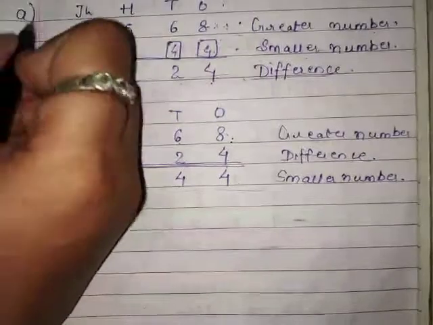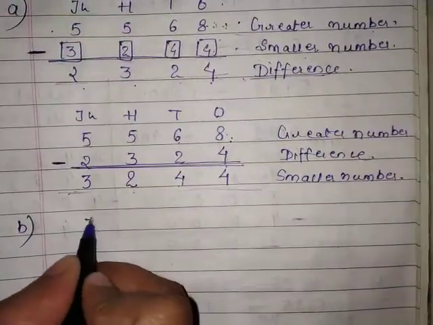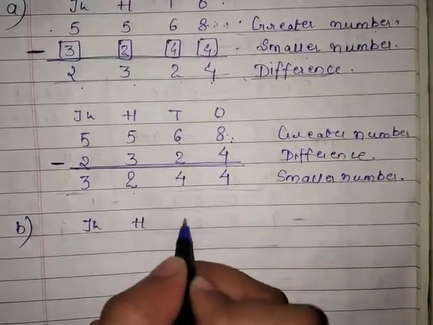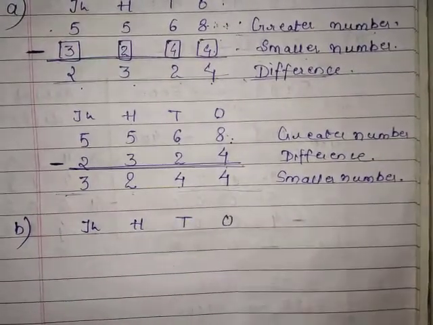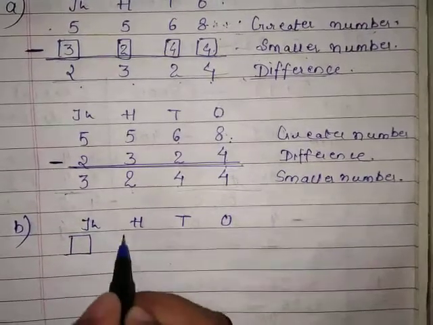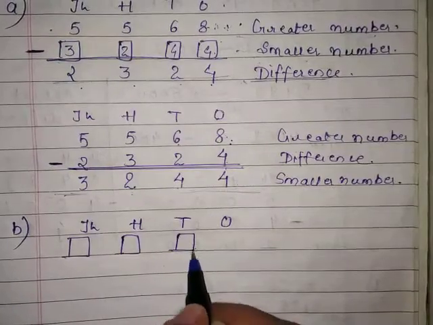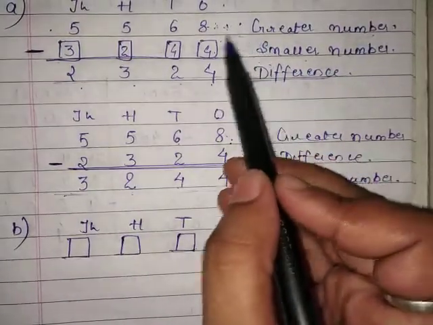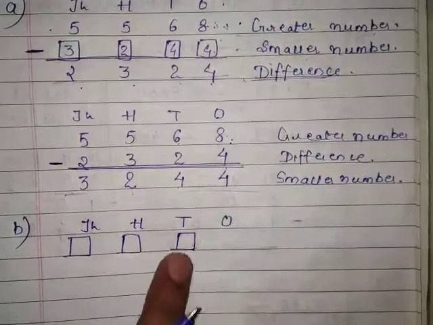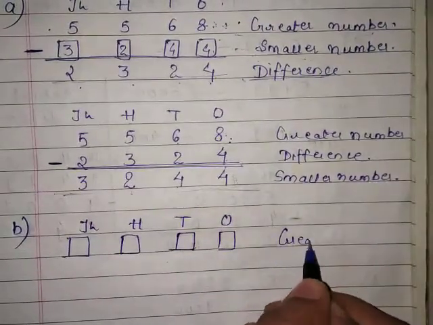Here this was the question number A. Question number B is: thousands, hundreds, tens, ones. Now here this is the place of the greater number, because in subtraction first we write the greater number. As I have told you, first we write the greater number. So here which number is missing? The greater number is missing. So which number should come here?